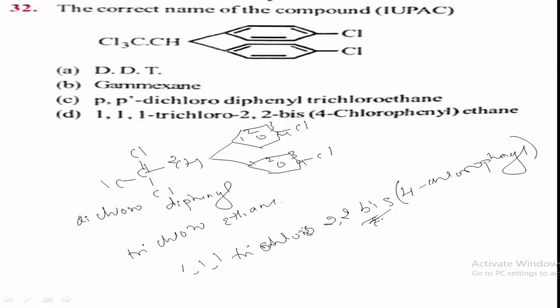Total parent chain here is 2. Therefore, the name ends with ethane. Where is it present in the given options? Yes, option D. You remember the correct IUPAC name of DDT is 111 trichloro 2,2 bis 4 chlorophenyl ethane.